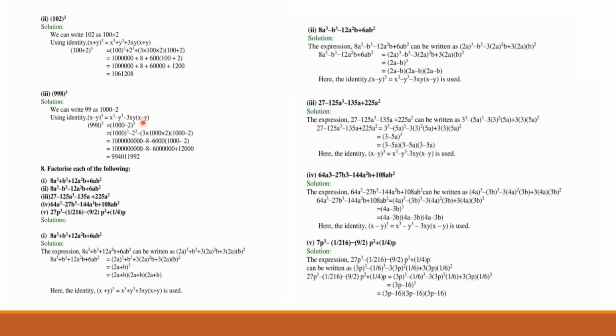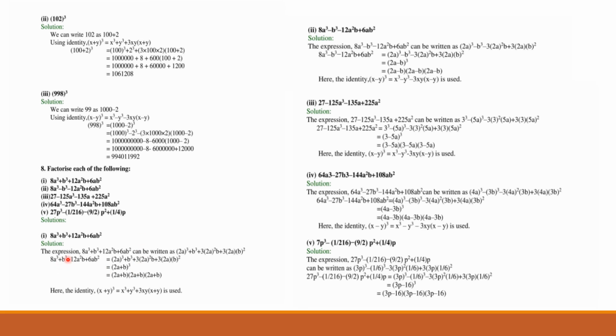Just see question number 8. Question number 8 is again factorize. Question numbers 6 and 7 are related to the expansion form. Now question number 8 is the reverse of it. You have to factorize the following. Just see what the question is: 8a cube plus b cube plus 12a square b plus 6ab square. It is closely related with the identity a plus b whole cube, but we will cross check it.